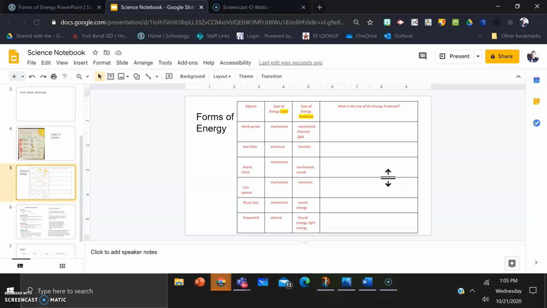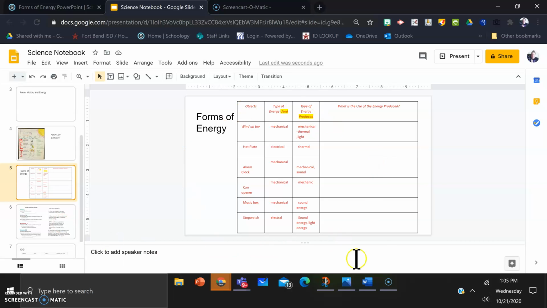Next, we had a can opener. You crank it, so it's mechanical, and it uses cranks to remove the metal, so that's also mechanical. A music box is powered by mechanical energy, and it produces sound energy or sound. And lastly, a stopwatch is powered by batteries, so that is electrical energy, but it produces sound energy when it beeps and light energy to make the screen work.